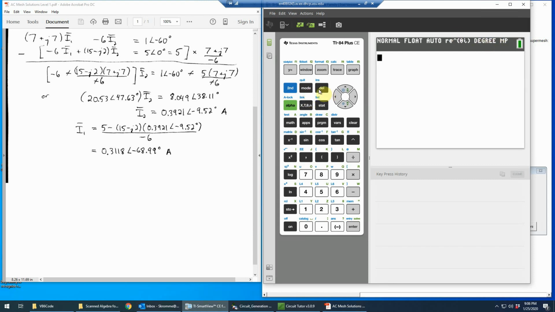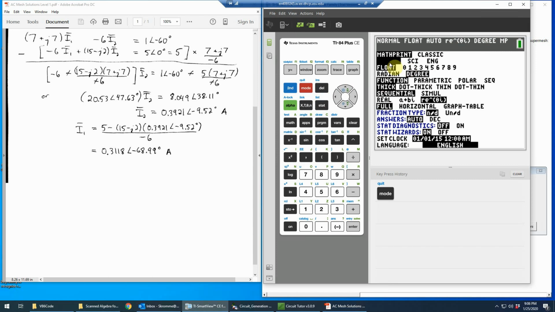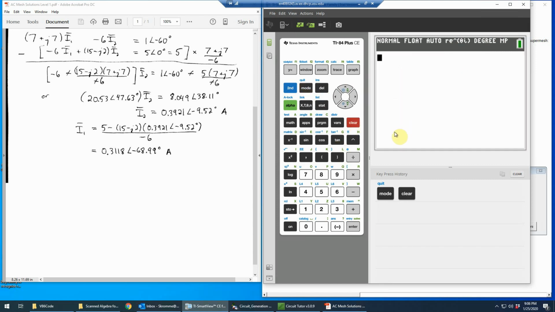If I wasn't in the right mode, I would set the mode by going down to here and either choosing rectangular or polar as I desire. And again, you'd set the radian or degree mode here. Since I've already done that, I'll just exit. And so let's, for example, evaluate this first expression. So just for simplicity, I'm going to enter the second part first, I think.